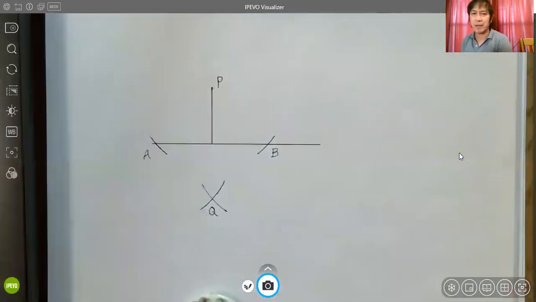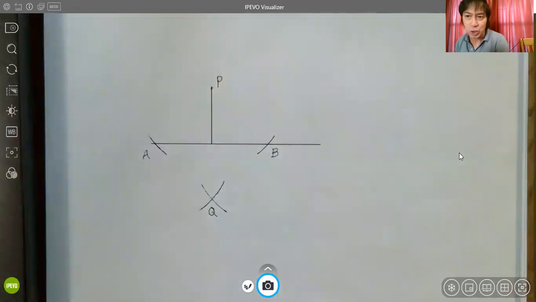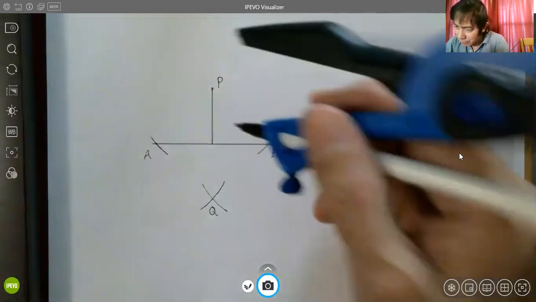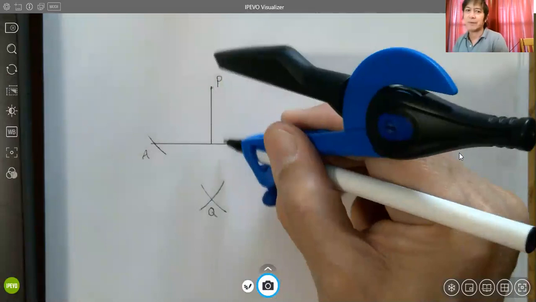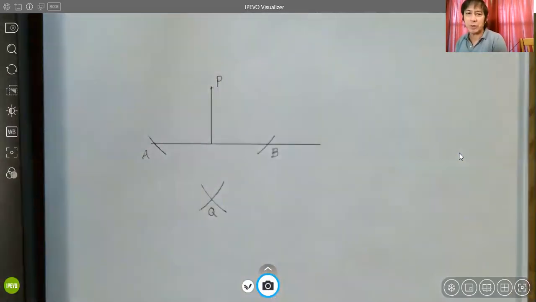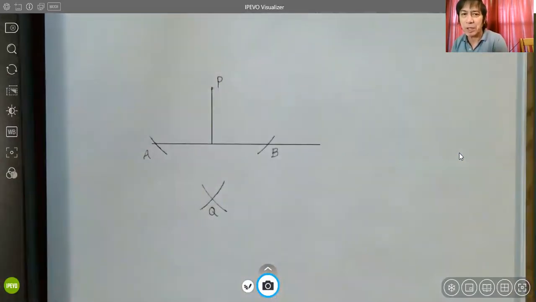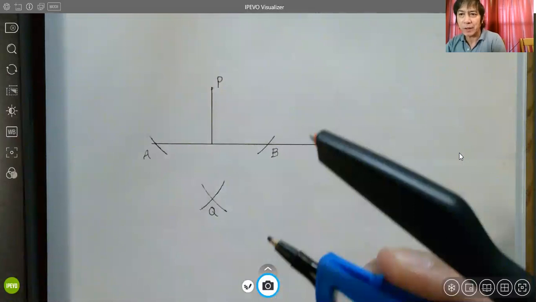These two lines are now intersecting at right angles. So this is the right angle here. All right, so this is how to draw a perpendicular line from a point not on the line.